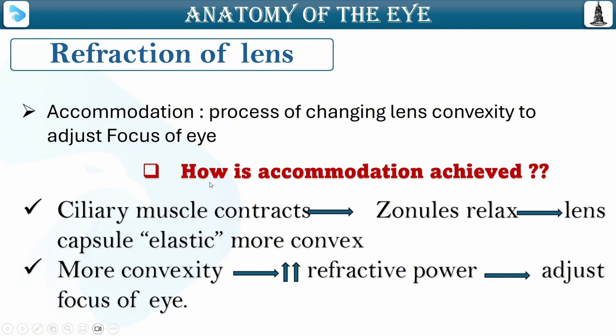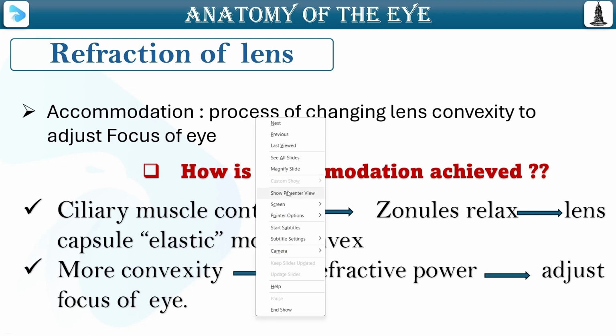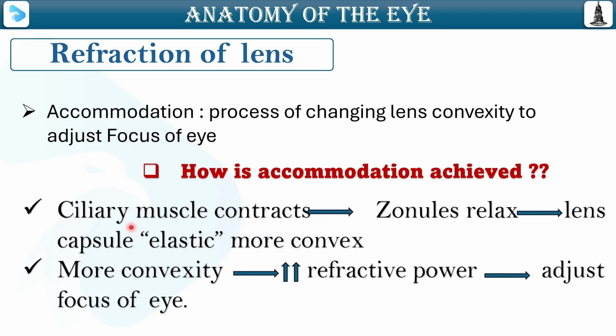We need to remember the slide that showed the anterior view and the lateral view. You would see that the ciliary muscle contracts. The ciliary muscle, I said, is a circle. When it contracts, it becomes narrower, which makes the zonules relax. When the zonules or the ligaments relax, what happens? The lens, which is elastic, becomes more convex. More convexity will increase the refractive power, and this will adjust the focus of the eye so that we will be able to see near objects, and this is accommodation.